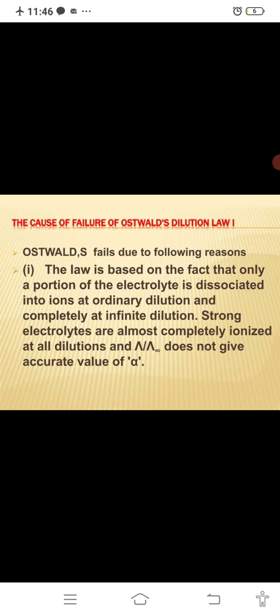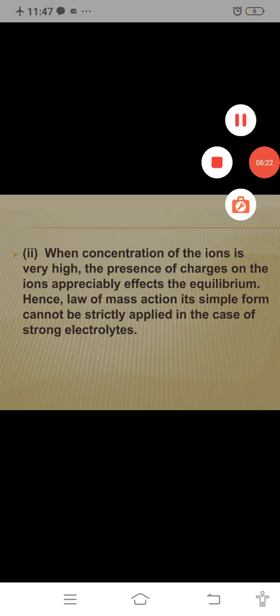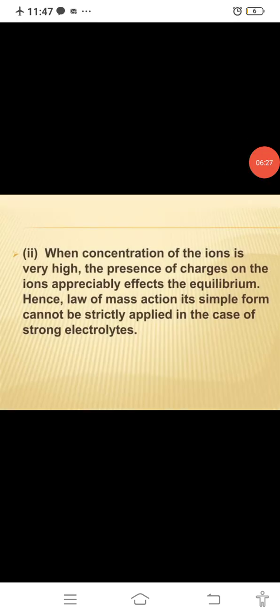Strong electrolytes are almost completely ionized at all dilutions, and lambda V by lambda infinity does not give an accurate value of alpha. When the concentration of the ions is very high, the presence of charges on the ions appreciably affects the equilibrium. Hence, the law of mass action in its simple form cannot be strictly applied in the case of strong electrolytes.